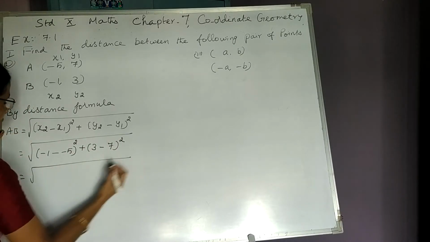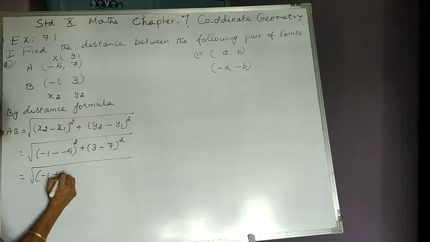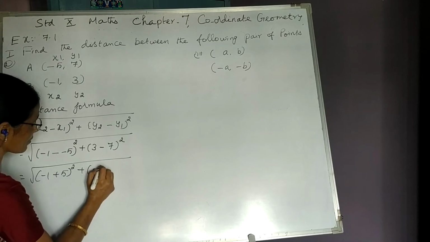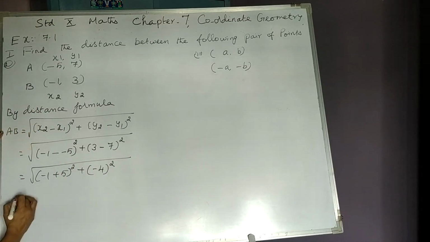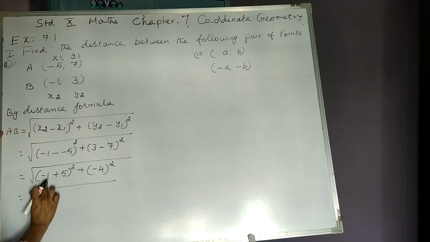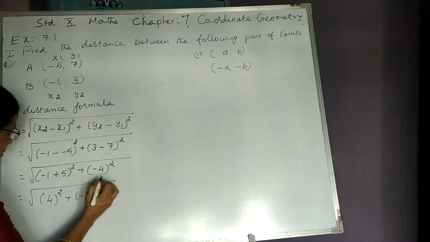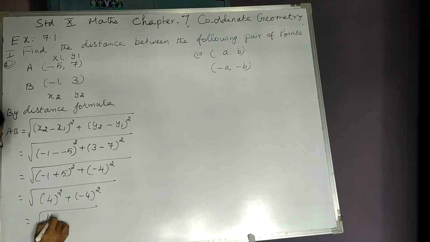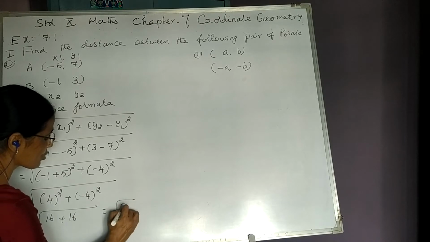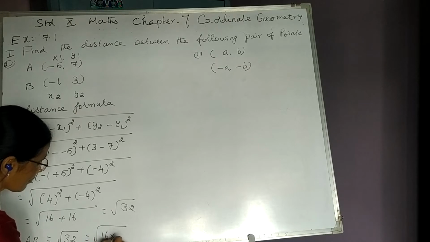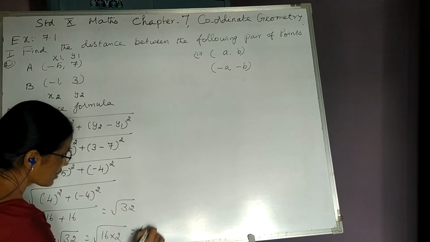So which is equal to root of (-1 plus 5) double minus, square, (3 minus 7) which is -4, which is root of (-1 plus 5 is 4) square plus (-4) the whole square. 4 square is 16 plus 16 which is equal to root of 32. So the distance between the given two points A and B is root of 32. If you want, we can simplify this further. It can be written as 16 twos are, which is 4 root 2.